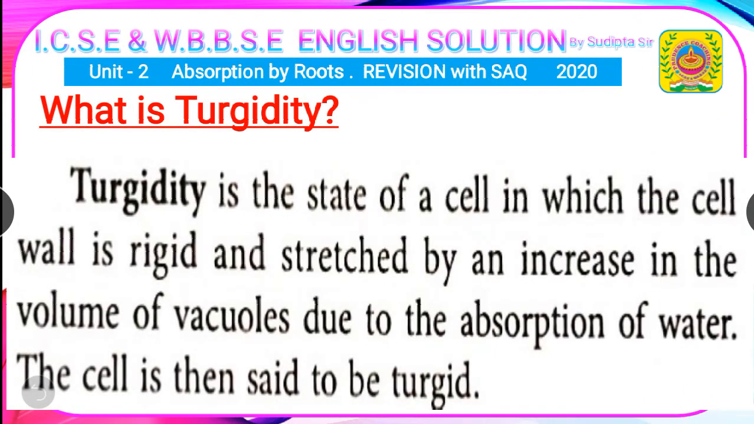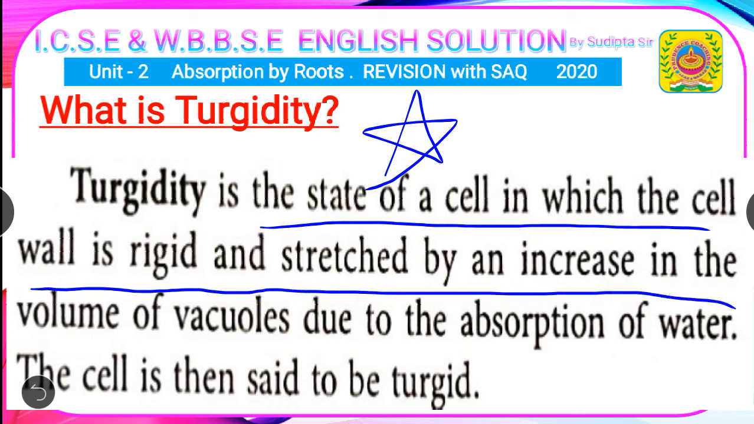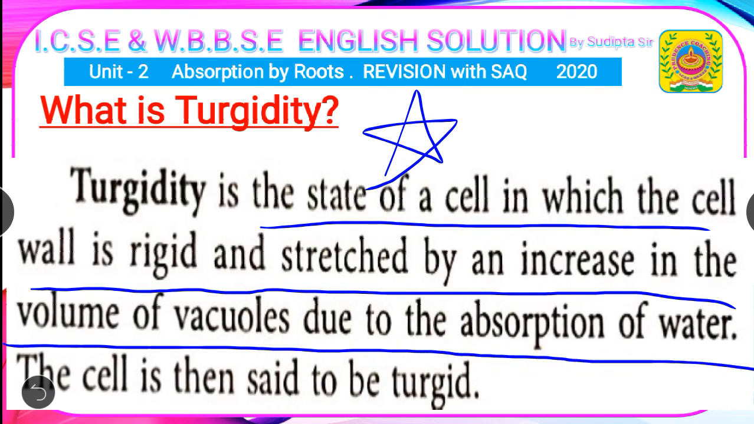Turgidity. This is also important for your exam. Turgidity is the state of a cell in which the cell wall is rigid, means tough, and stretched by an increase in the volume of vacuoles due to the absorption of water. The cell is then said to be turgid.